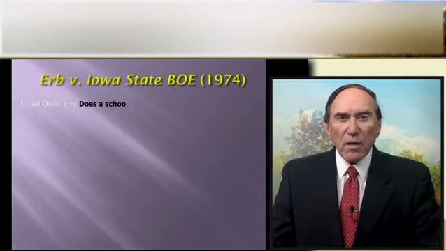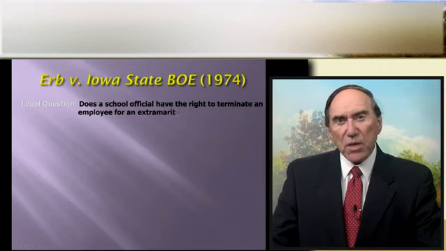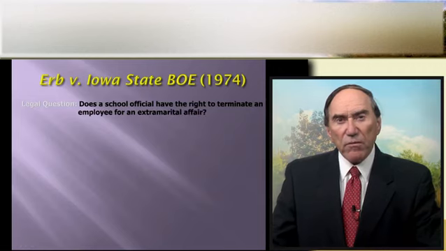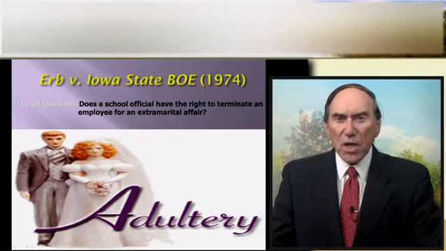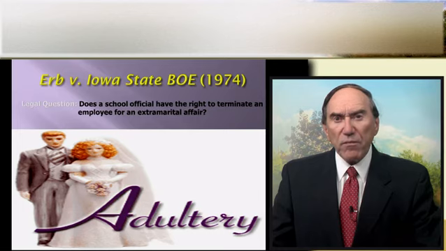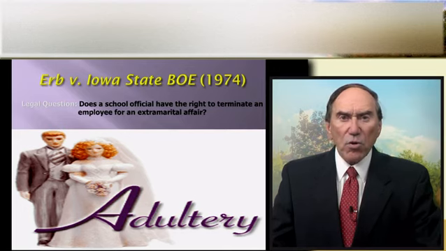In Erb versus Iowa State Board of Education, Richard Erb, an art teacher, became involved in an extramarital affair with Margaret Johnson, a fellow colleague at the school. Margaret's husband, Robert Johnson, filed a complaint against Erb. The board voted 5-4 in favor of revoking Erb's teaching certificate. During the trial, the board refused to allow Erb's attorney to cross-examine any witnesses in support of Mr. Erb's character and his fitness to teach.